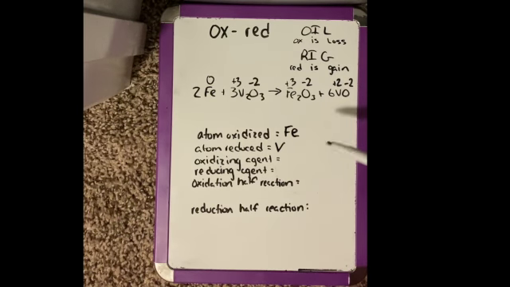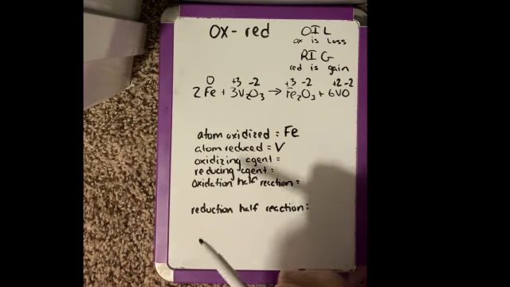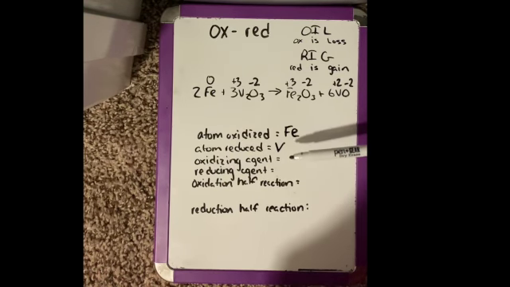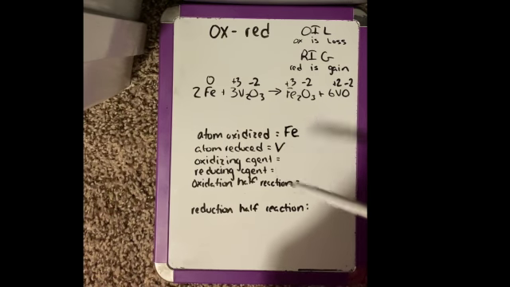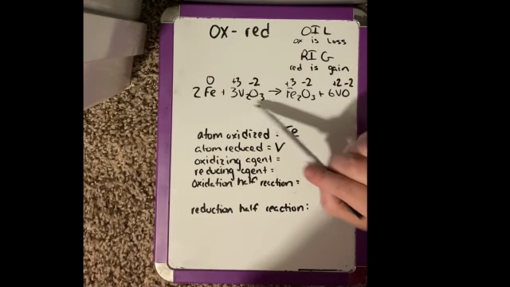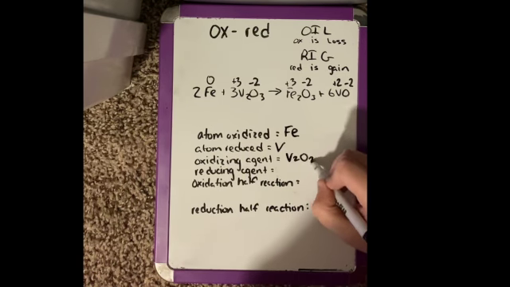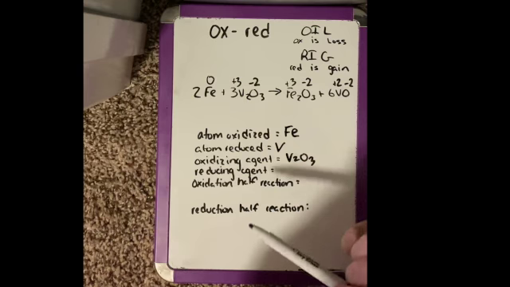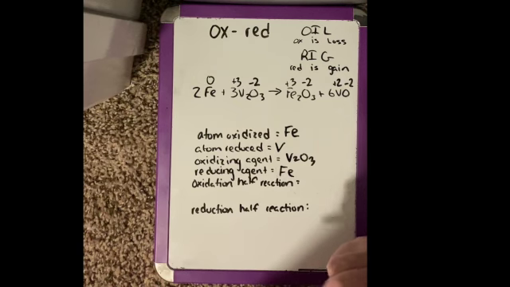So now we're going to look at how we find the oxidizing agent and the reducing agent. To find the oxidizing agent, you actually have to look at the atom being reduced. So it's kind of like opposites. The atom being reduced is V. To find the oxidizing agent, you find the compound that V is in on the reactant side, so this first half. So your oxidizing agent would be V2O3. For the reducing agent, you find what's being oxidized and you write the compound it's in. Well, in this case, it's just Fe. So Fe is all you would put for that.